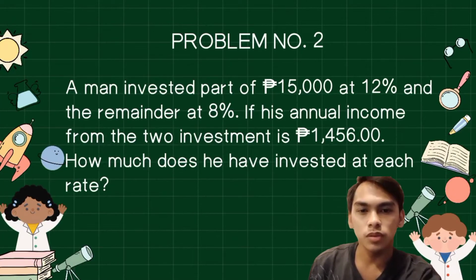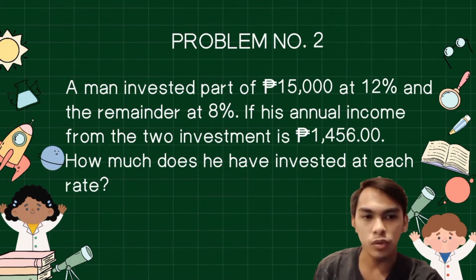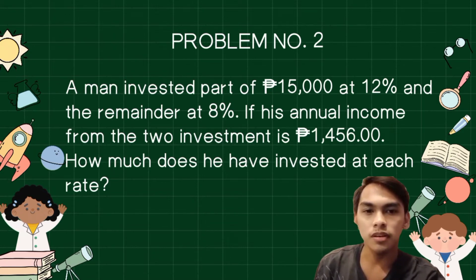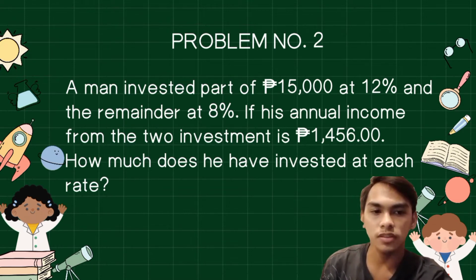Problem number 2. A man invested part of 15,000 pesos at 12% and the remainder at 8%. If his annual income from the two investments is 1,456 pesos, how much does he have invested at each rate?